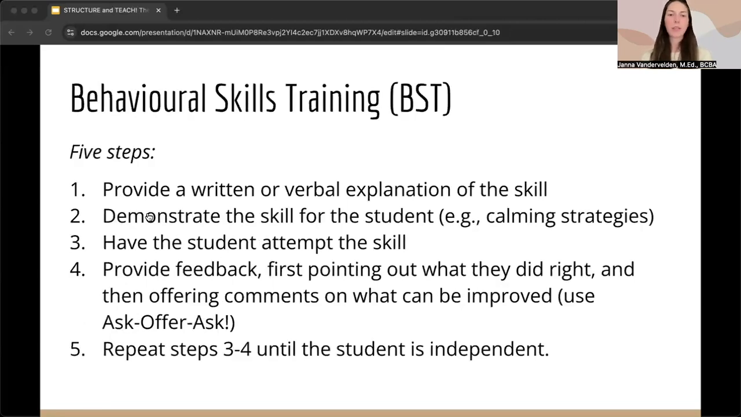There are 5 steps in the BST approach. These include 1, provide a written or verbal explanation of the skill. 2, demonstrate the skill for the student. 3, have the student attempt the skill. 4, provide feedback, first pointing out what they did right, and then offering comments on what can be improved. You can use ask, offer, ask for this part. And 5, repeat steps 3 to 4 until the student is independent.